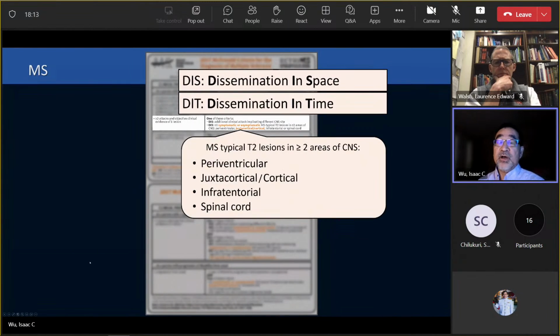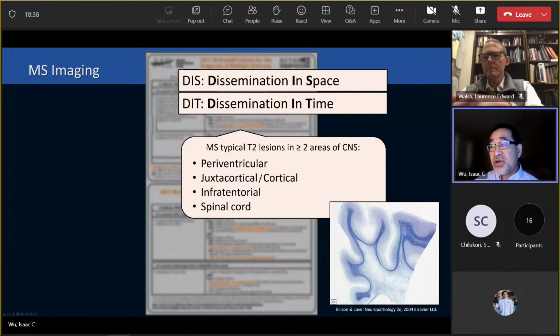The other thing that's good for a radiologist to know is what the McDonald criteria look for in terms of lesions that are more specific for multiple sclerosis. There are four separate types of lesion that they consider more specific: the ones that are periventricular, the ones that are juxtacortical/cortical, the ones that are infratentorial, and the ones that are in the spinal cord.